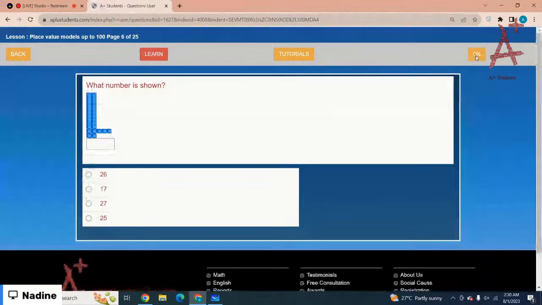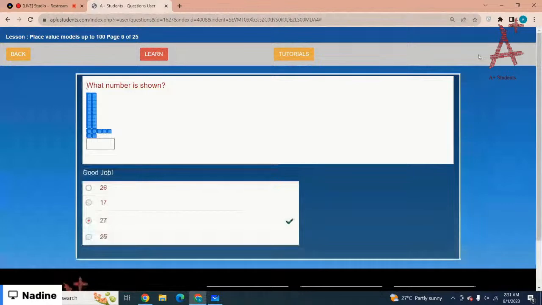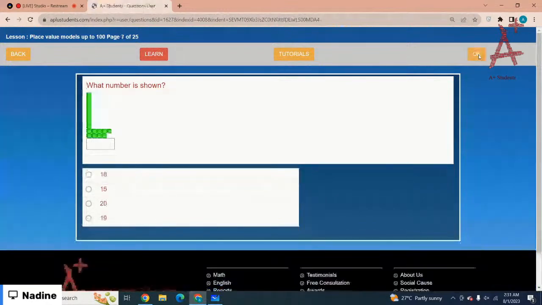Okay, what number is shown? Which is the correct option? You can see here you have 2 tens and 1, 2, 3, 4, 5, 6, 7. You have 7 ones. You have 2 tens and 7 ones. So together they make 27. The correct option is 27.